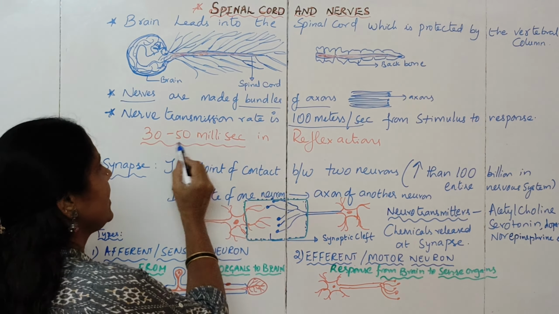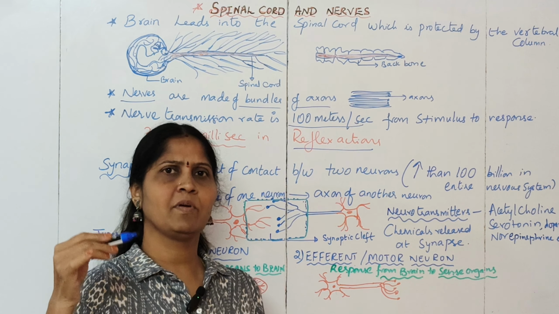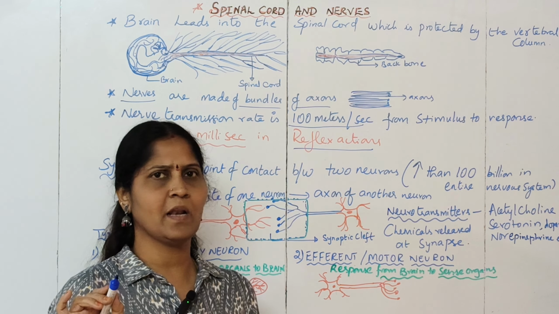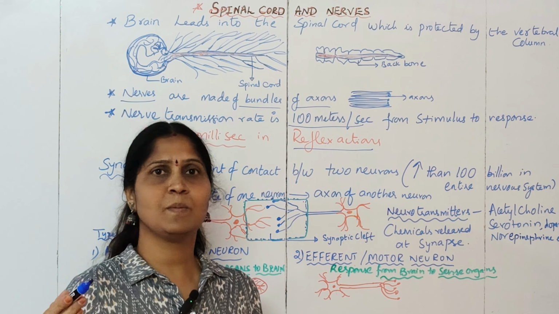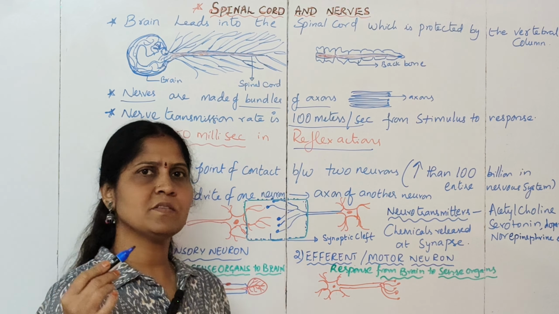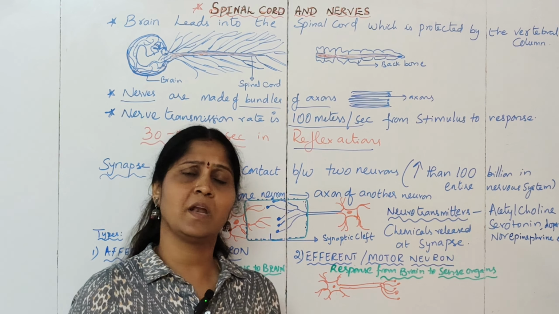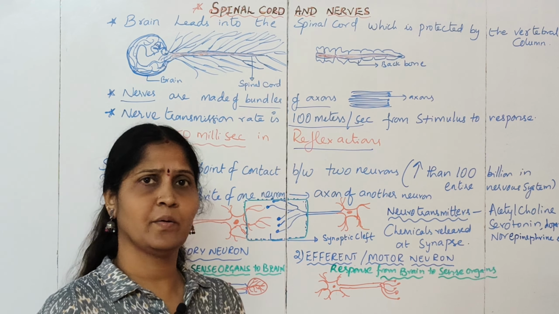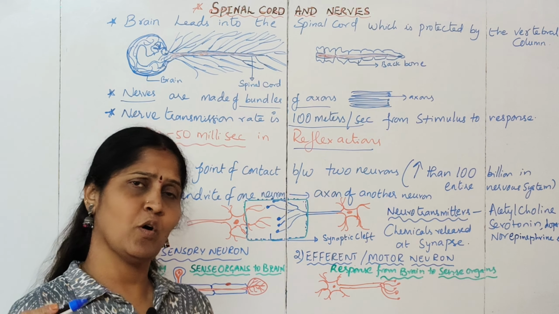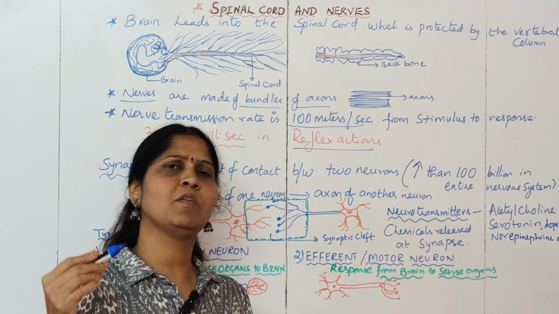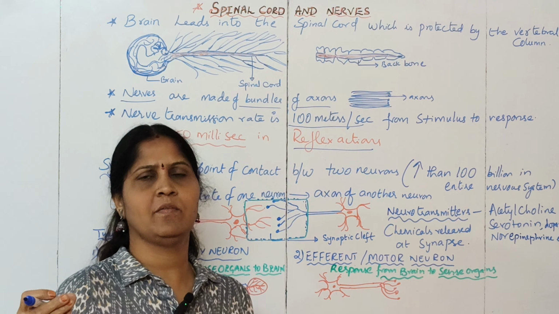Then in the case of reflex actions, we know that the impulse will be transmitted only to the spinal cord. The stimulus is transmitted only to the spinal cord, and the response will be generated very quickly. So what is the time period here? It is just 30 to 50 milliseconds for the response to be generated. And later on, in the case of reflex actions, the impulse will also go to the brain, and you will feel that you have sensed some pain or some pressure or whatever has happened.